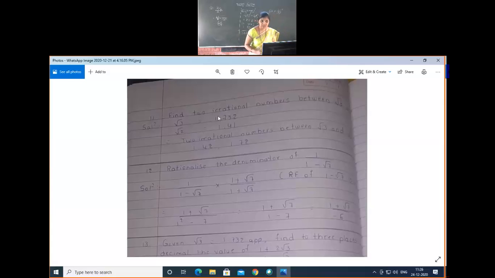Is there any condition in the bracket? You just see the question. Do you have any condition for that? No, no. So if we are not having that condition, then we cannot take that 22 by 7 as pi.